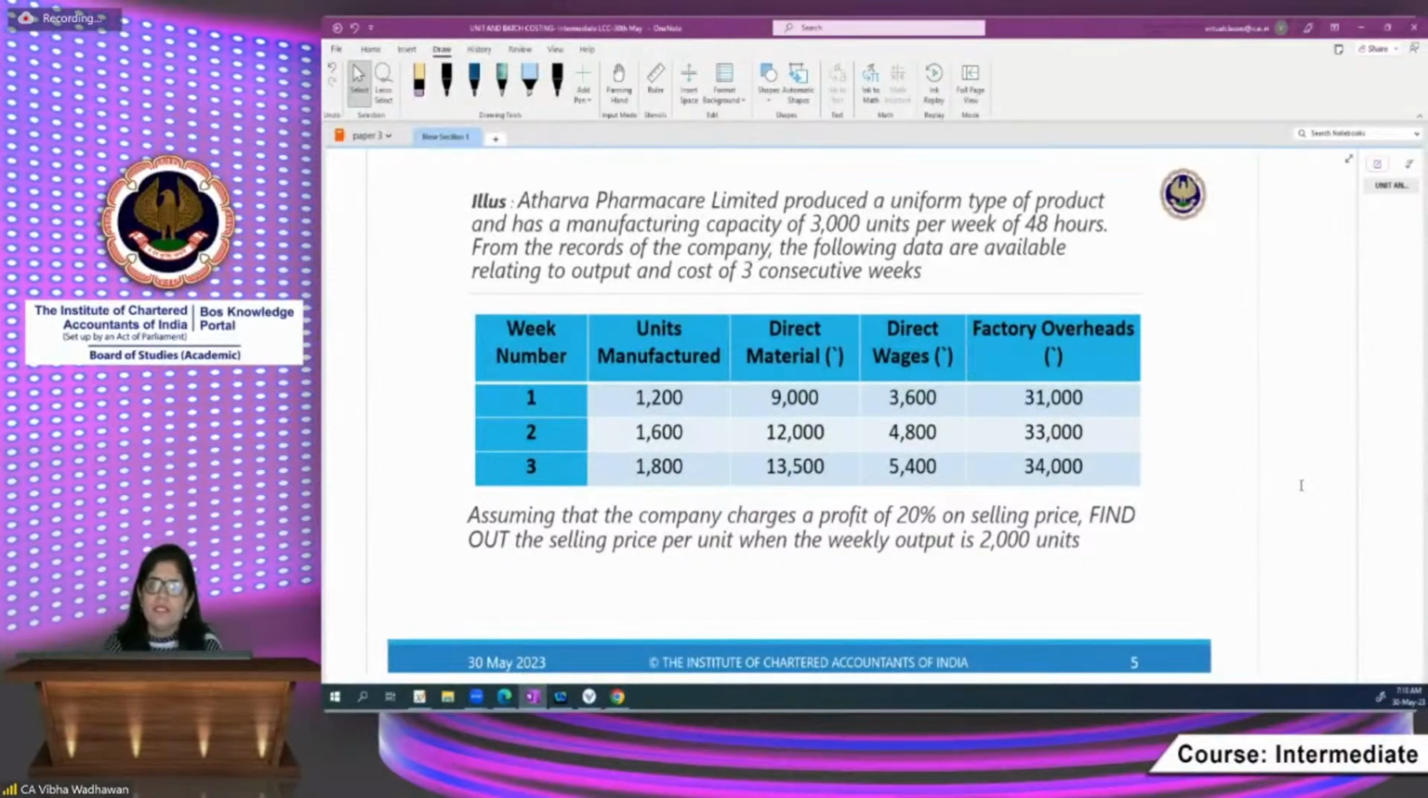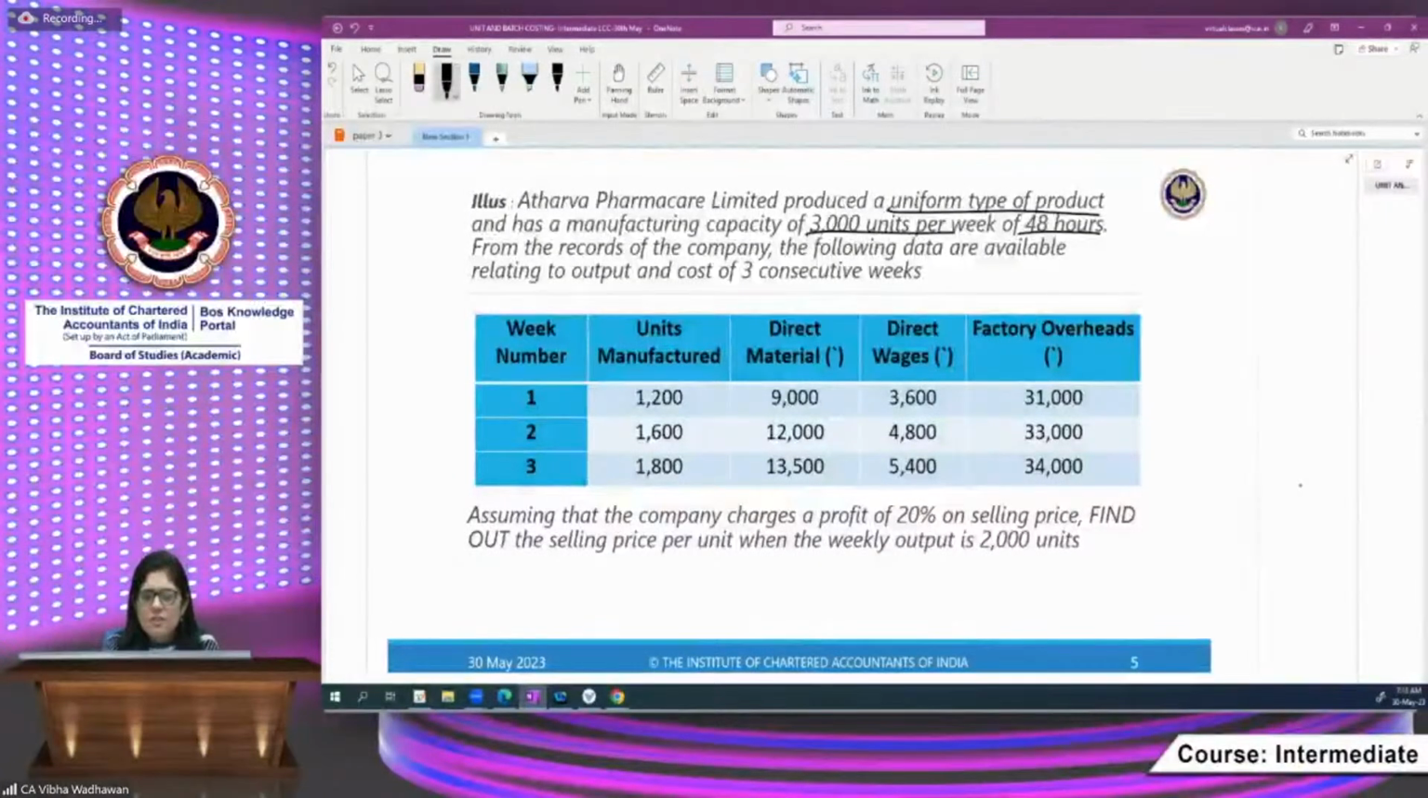Again, a very good illustration to understand the elements of cost: material, labor, overheads. It's a company with a uniform type of product. Uniform type of product means unit costing. Uniform means the same identical type of product is being produced, so all units of a product will be the same. Clear? Manufacturing capacity of 3,000 units per week of 48 hours.